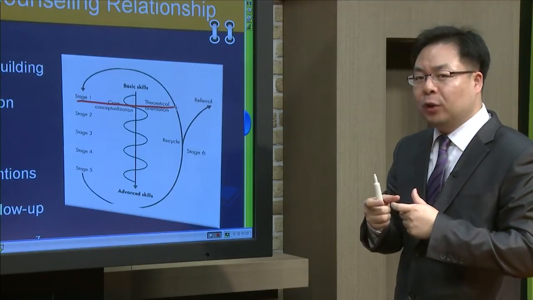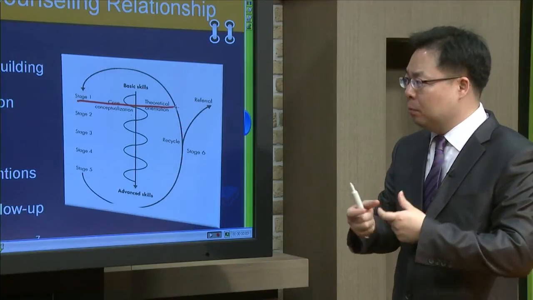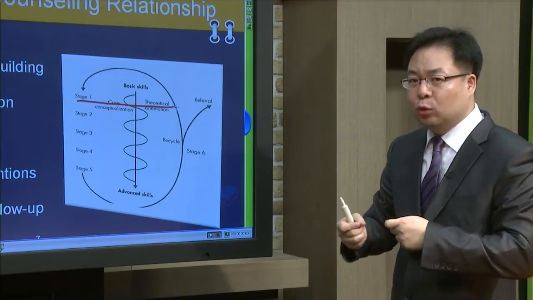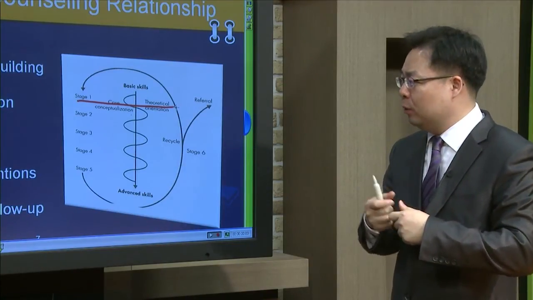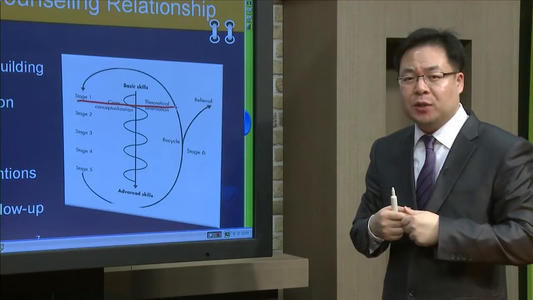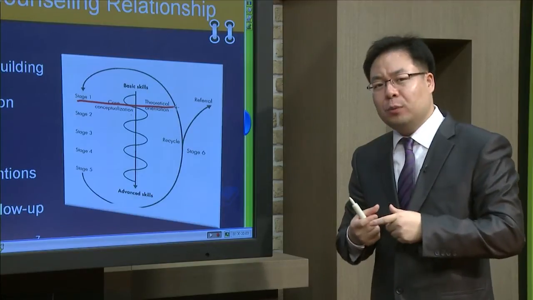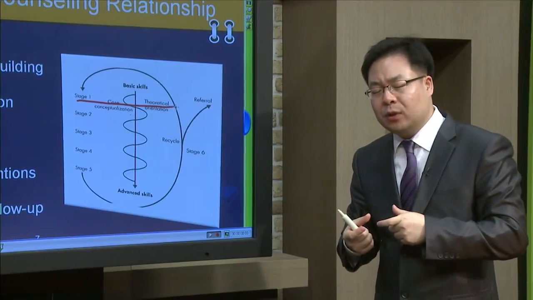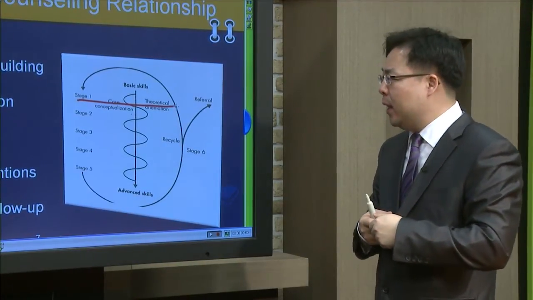If you feel you are successful in building that relationship, then we could move forward to the next step. Next step is problem identification. We want to know what was the problem. We want to know the origin of the problem. That is step 2.